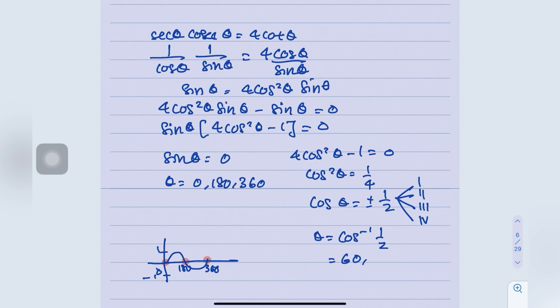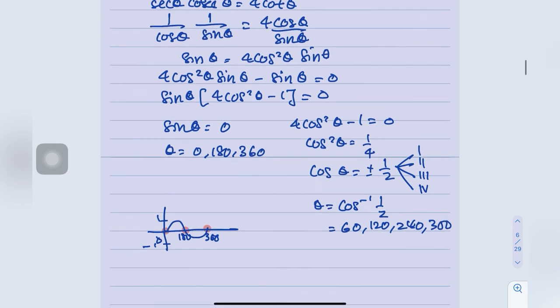60 in quadrant 1. In quadrant 2, 180 minus 60 is 120. In quadrant 3, 180 plus 60 is 240, and in quadrant 4, 360 minus 60 is 300. So we conclude that theta equals 0, 60, 120, 180, 240, 300 and 360.